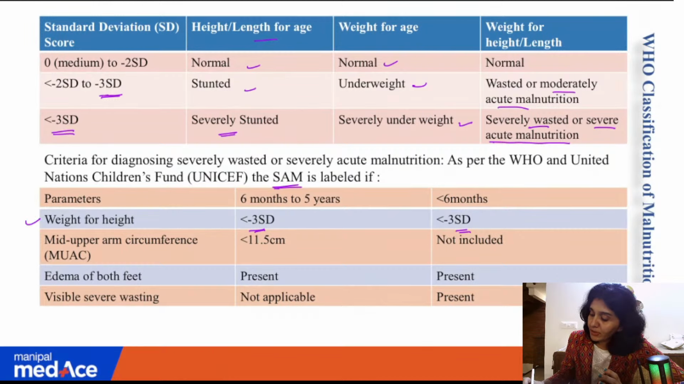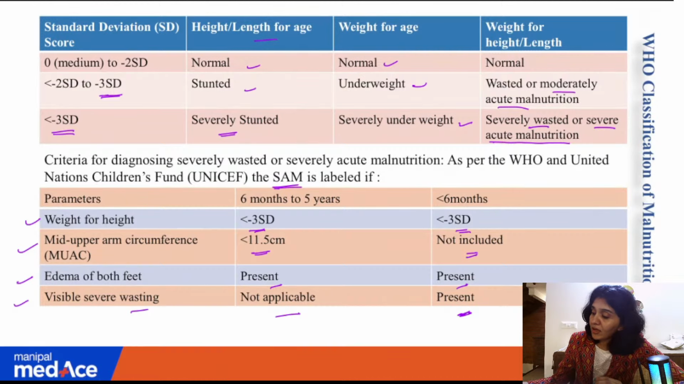If you take mid upper arm circumference, less than 11.5 centimeters, that is 115 millimeters. In case of less than 6 months, we don't measure mid upper arm circumference, it's not included. Edema of both feet is present in both the age categories. Visible severe wasting is not applicable in case of 6 months to 5 years, and in less than 6 months it is present. Alright, so what you need to know is +2 standard deviation to -2 standard deviation is normal, above +2 is overweight, below -2 is underweight, right? And the criteria for SAM is less than -3 standard deviation.